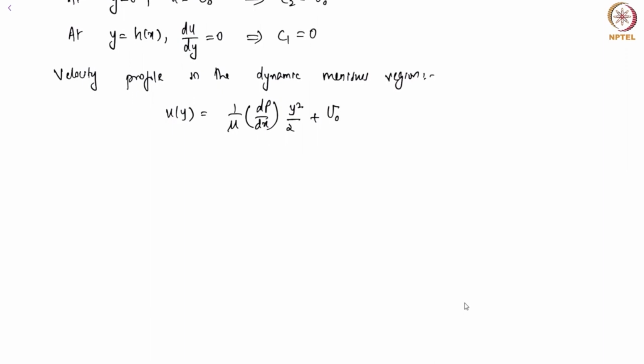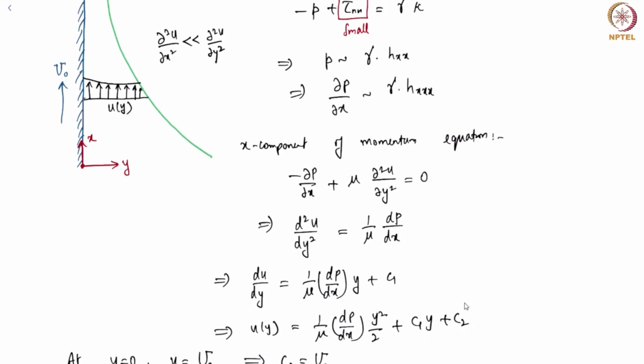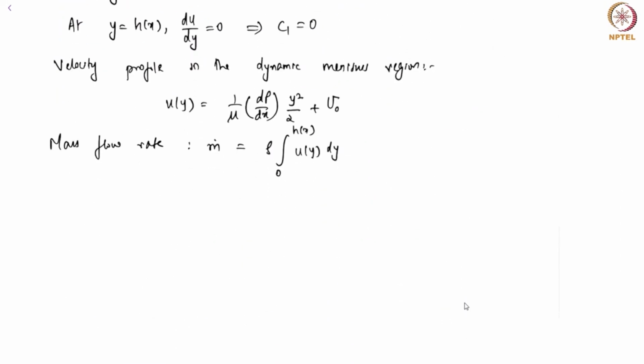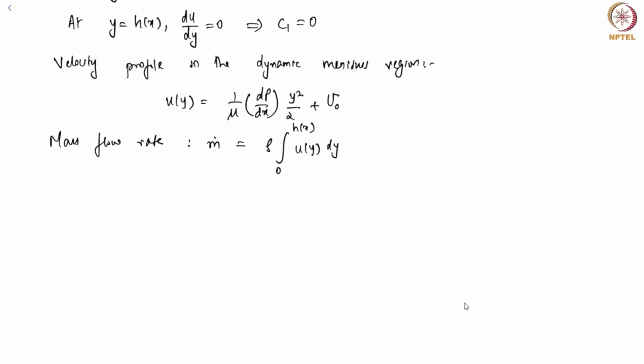Now let's determine the mass flow that is flowing through. Mass flow rate, this again would be m dot, this would be density times the integral from 0 to the interface, from the plate to the interface, of u of y dy. So in other words, I am trying to determine the mass flow rate passing through because of this velocity profile u of y depicted in the dynamic meniscus. Again, remember, this is mass flow rate, mass flux per unit depth.